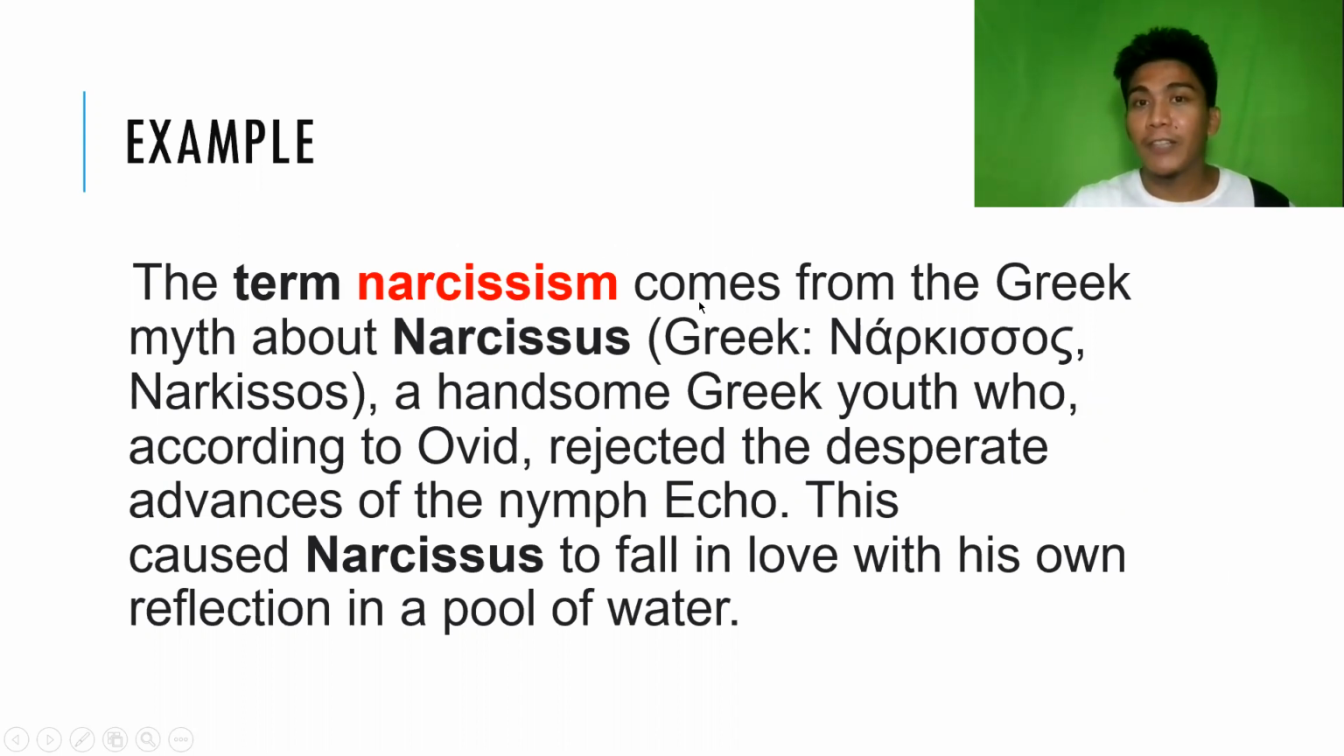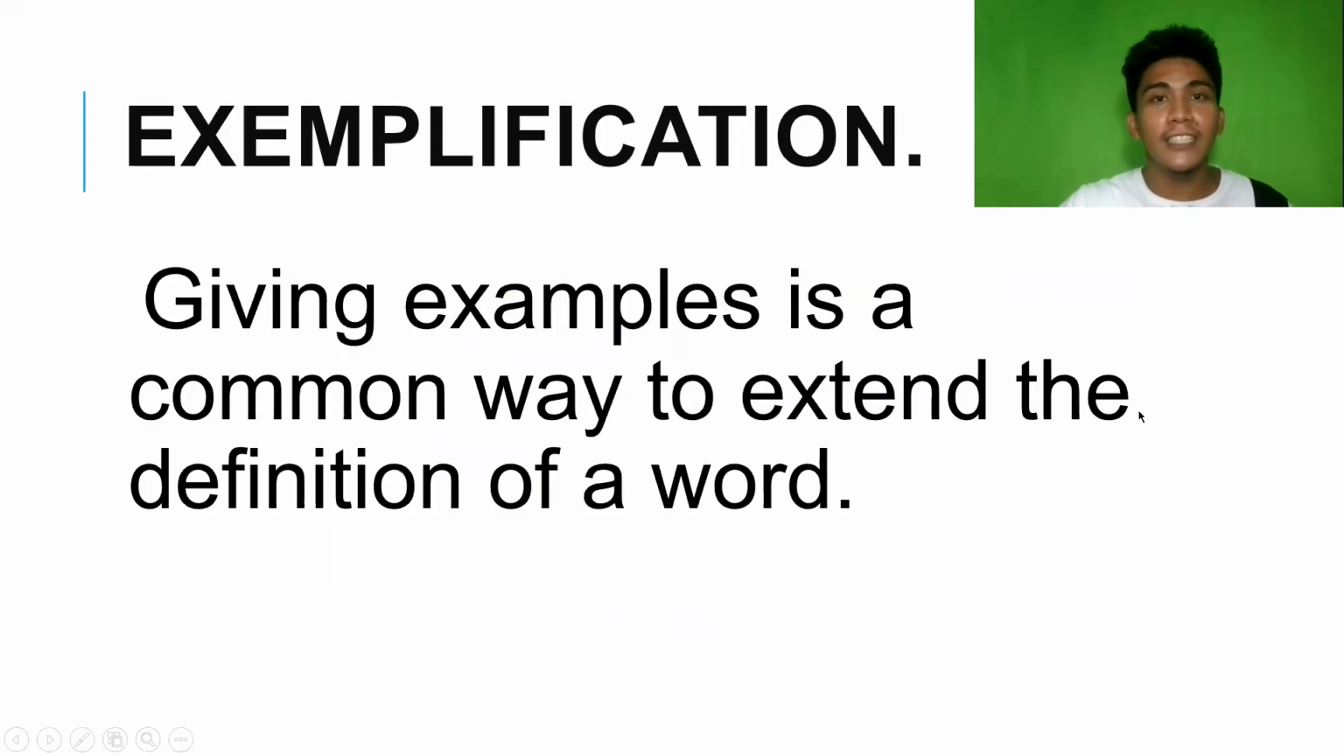I'm not going to read it all. You can just read: it comes from the Greek word Narcissus. It came from a myth. So, di ba? So ganyan. That is using etymology.